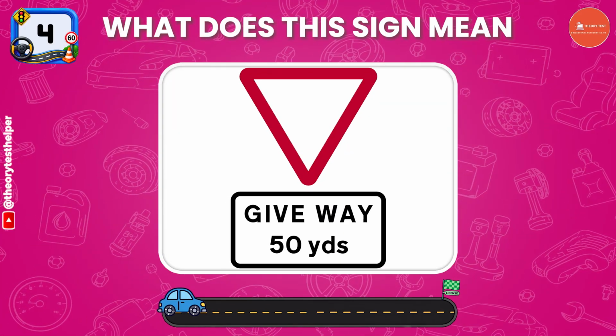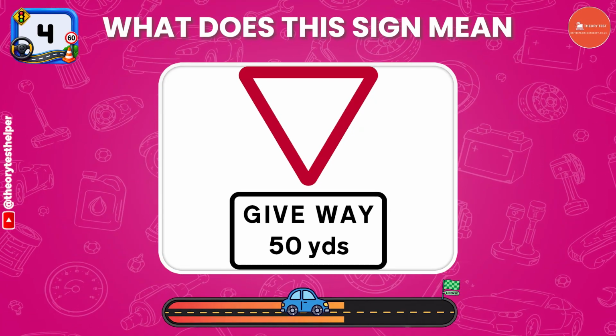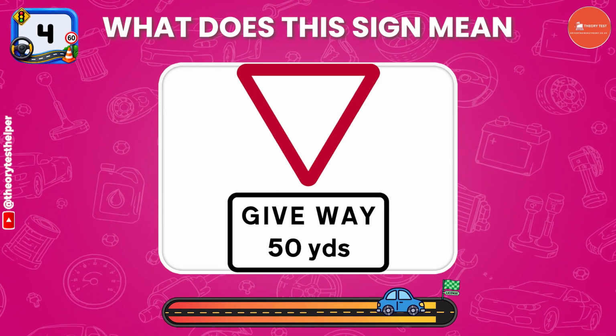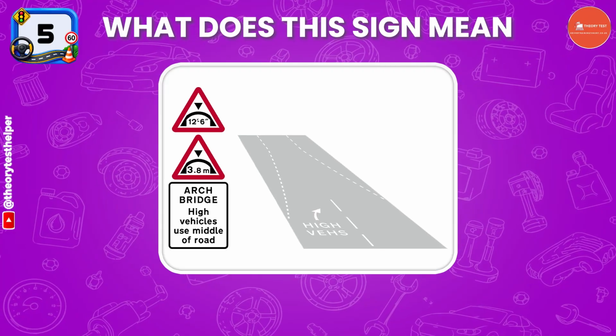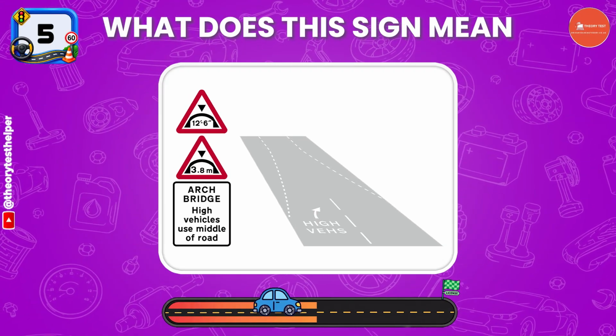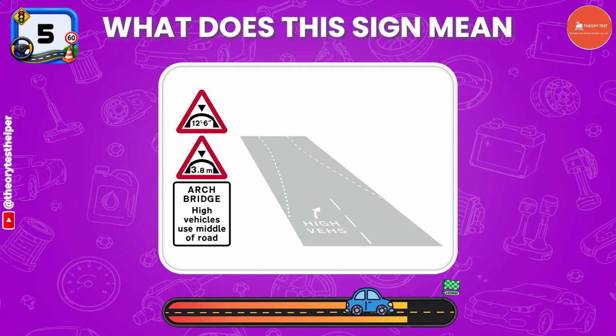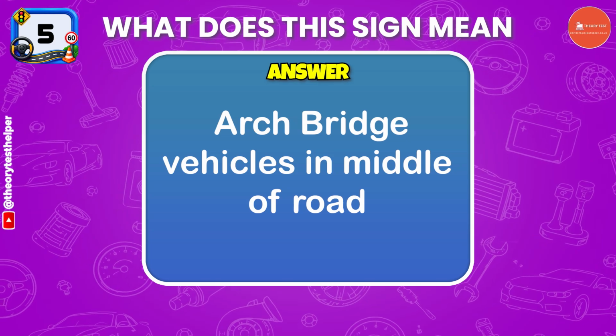What does this sign warn you about? Distance to give way line. What does this warning sign mean? Arch bridge, vehicles in middle of road.